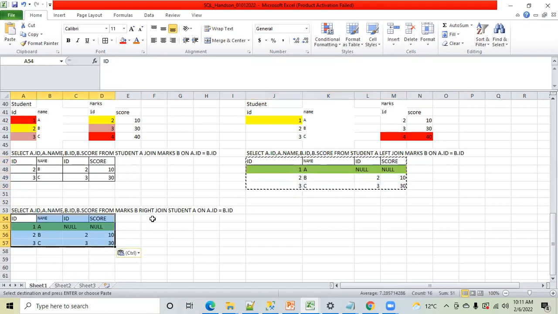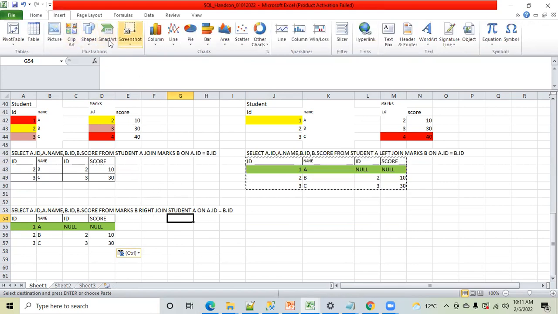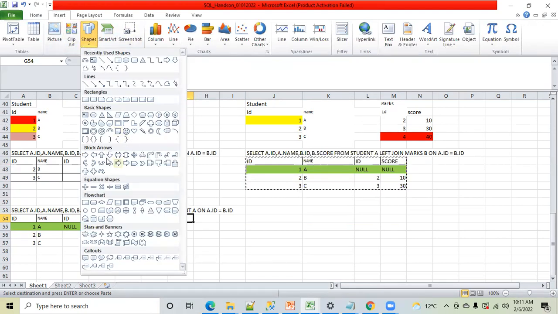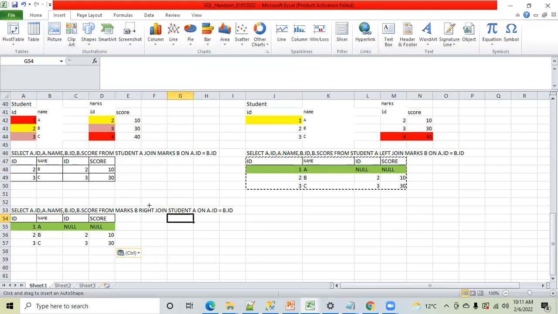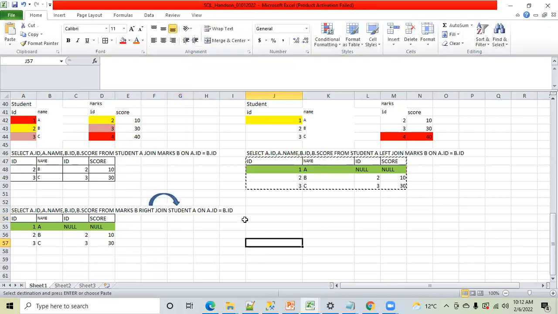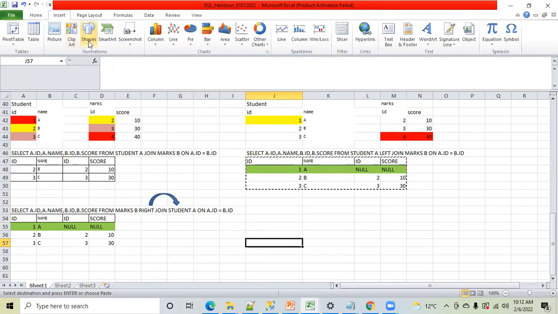But these queries are different, no? Here I've used left join, here I've used right join. So how will it be the same? Your table is changing; the table is swapping. I have swapped the tables. Right join means I want all the data from the right table, the student table. Correct? Okay, I got it now.